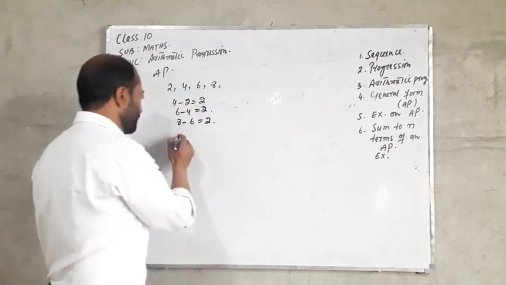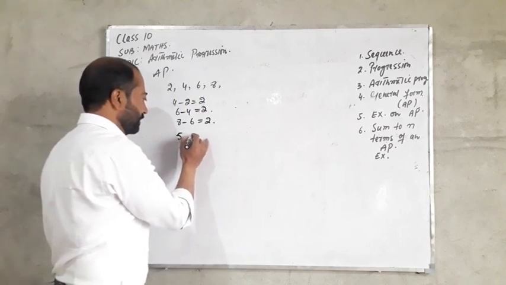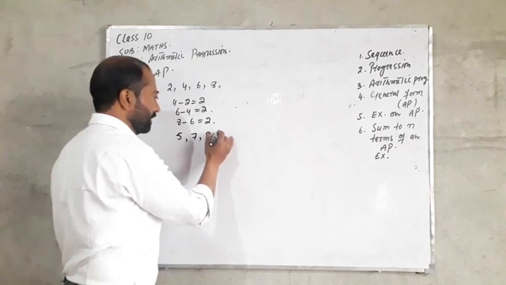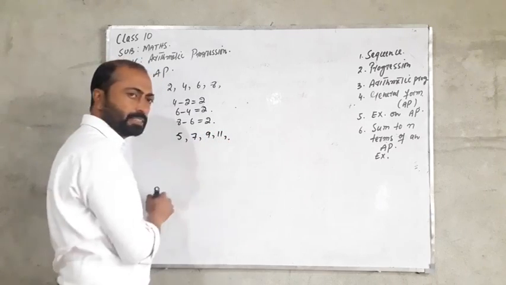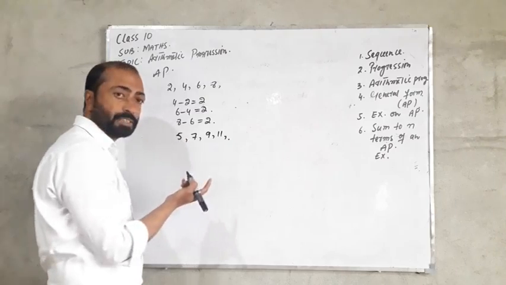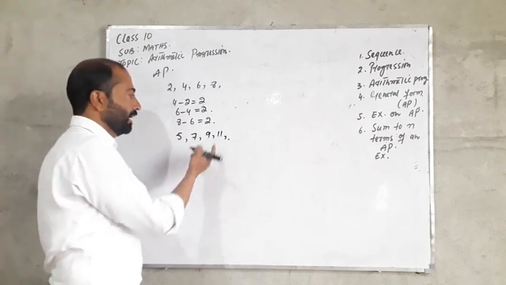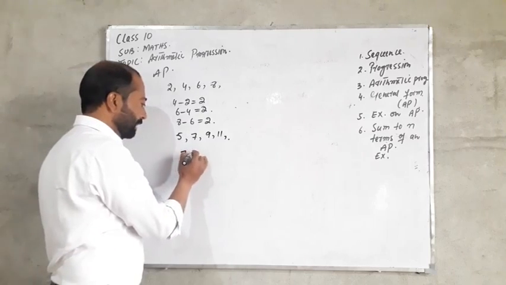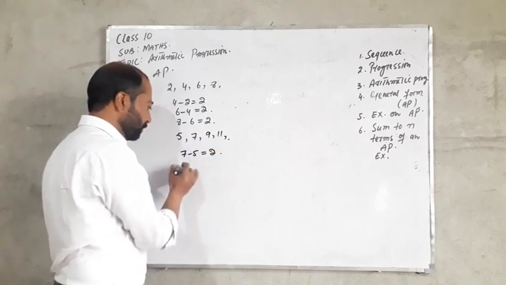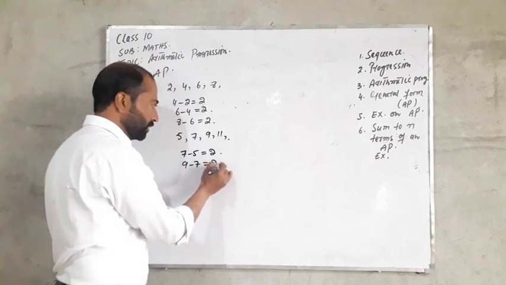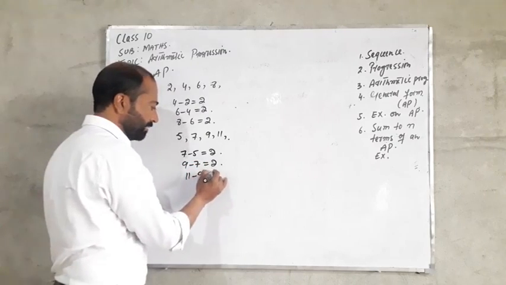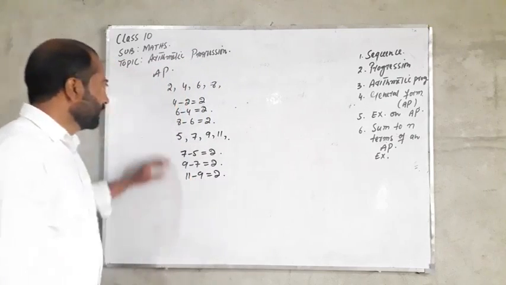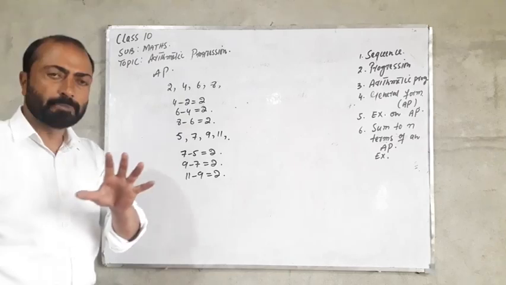Similarly, another one: 5, 7, 9, 11. Again a sequence, because it is easy for us to get the next term. Adding 2 to each term, you get the following term. Look here, 7 minus 5 is equal to 2, 9 minus 7 equals 2, 11 minus 9 equals 2. So we can say these sequences are arithmetic progressions.